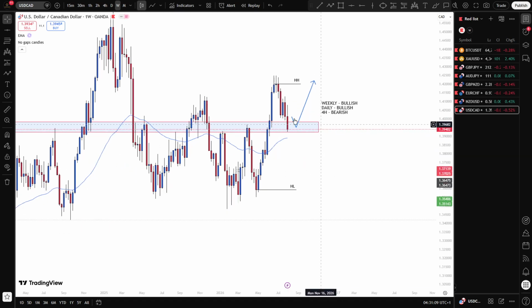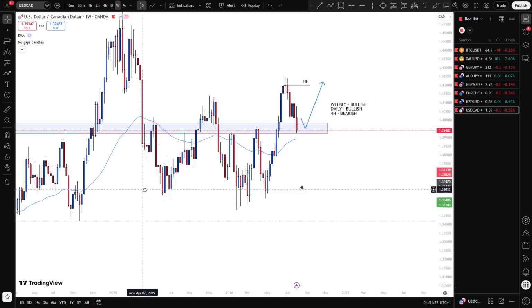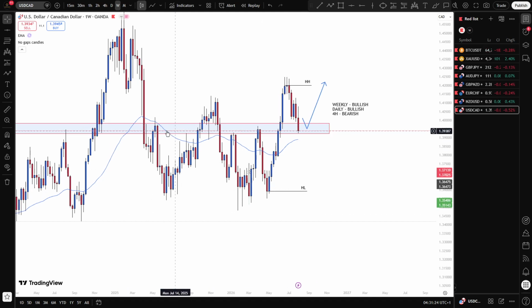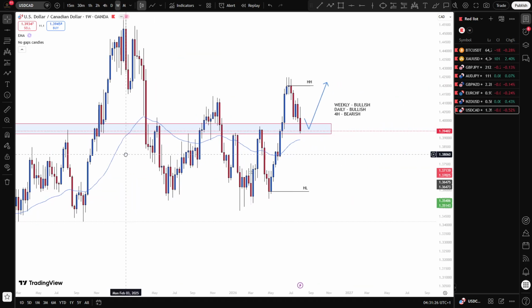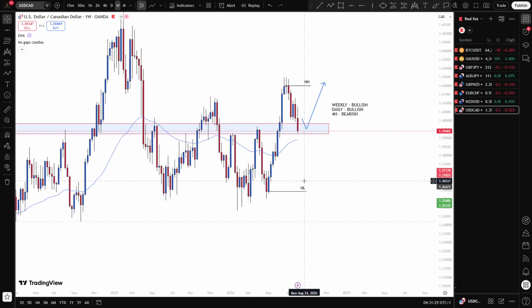Last week price was here. This is the weekly time frame. Price was here, and I needed it to come down here. That was when I drew it during my weekly analysis. Okay, so this is a very strong zone. If we move to the left-hand side, it is a very strong zone.